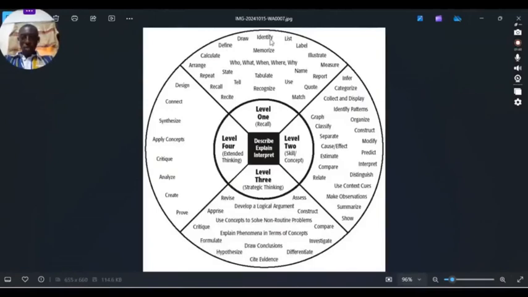So you can see draw, identify. Draw ants. Identify which of the following is a living thing. List 3 examples of this. Who is the president of Ghana? What is photosynthesis? So these are states.